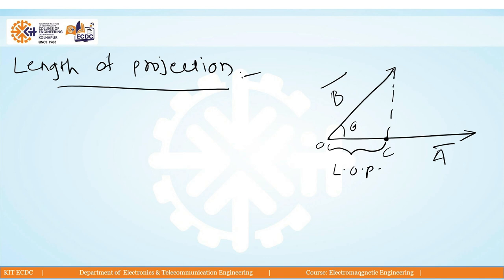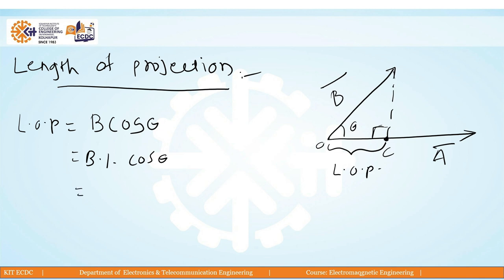From this graphical view, we can say the length of projection is equal to how much? Yes, it is equal to B cos theta. From this graphical representation we can say OC is equal to B cos theta. If I write this as B into 1 into cos theta, does it change the meaning of the previous equation? No. Now B is the magnitude of vector B, 1 is the magnitude of a unit vector, and theta is the angle between these two.